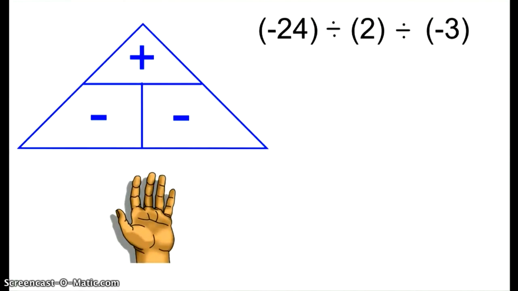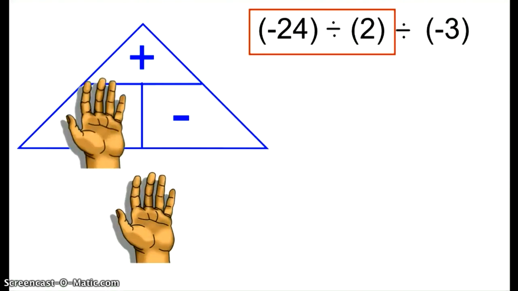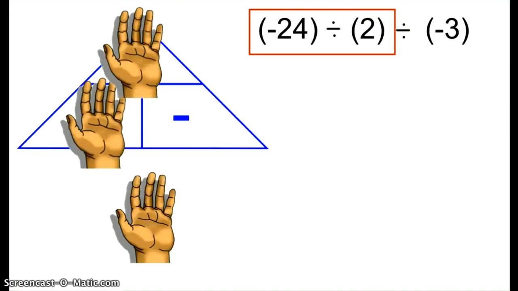Last one, order of operations again, because I have more than 2 numbers being divided. So I'm going to concentrate on what's inside the red box first. So I have a -24, so I'm going to cover up my negative symbol for the 24. And I'm going to cover up a positive for the 2. So -24 divided by 2 is going to give me a negative answer. 24 divided by 2 is 12. I'm going to bring down my divide by -3.